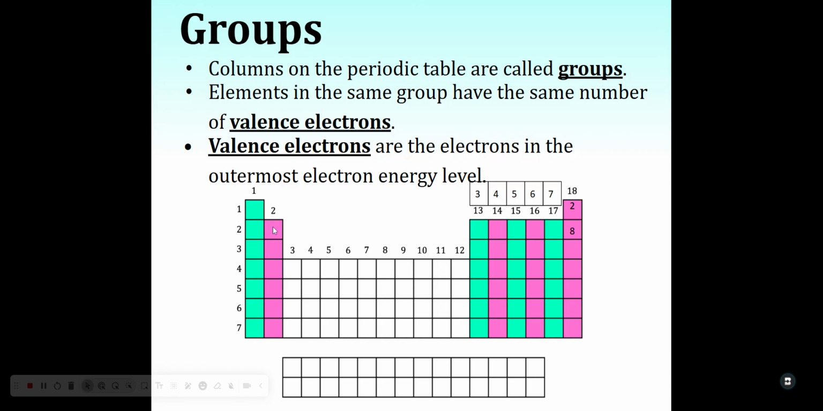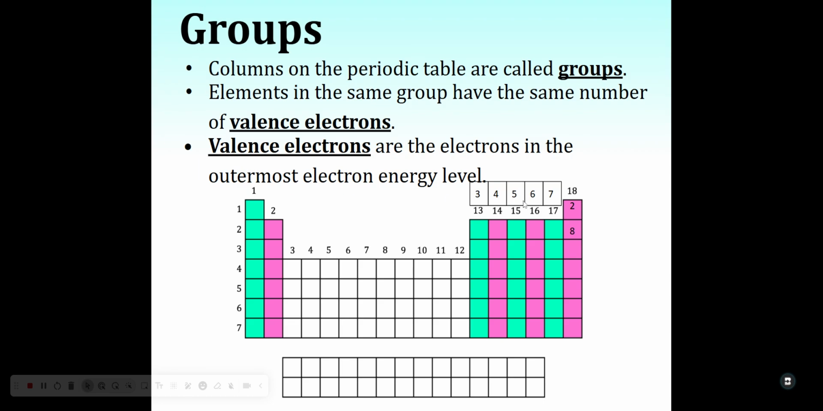So if I'm here and here, then I'm going to have 2 electrons on my outermost ring. If I'm here at 17, I'm going to have 7 electrons on my outermost ring.